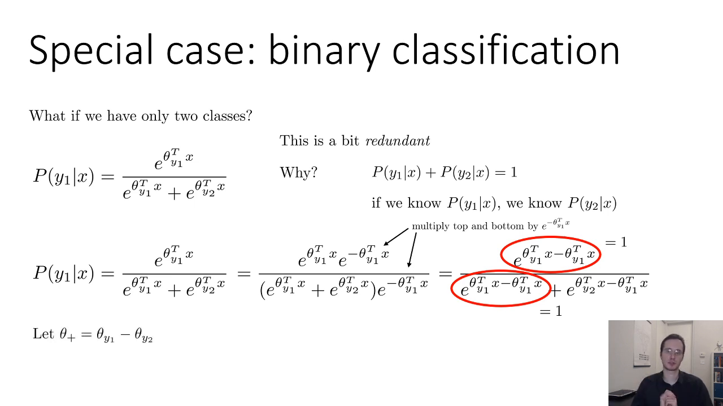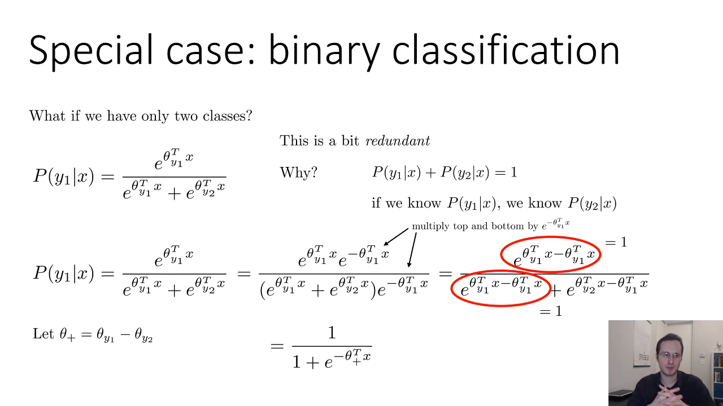Let theta star, or sorry, let the theta plus be equal to theta y1 minus theta y2. In this case, the above equation simplifies to just 1 over 1 plus e to the negative theta plus dotted with x, which is a simpler equation. But notice here now that we have half the number of parameters. We don't actually need a separate theta y1 and theta y2. All we need is theta plus.